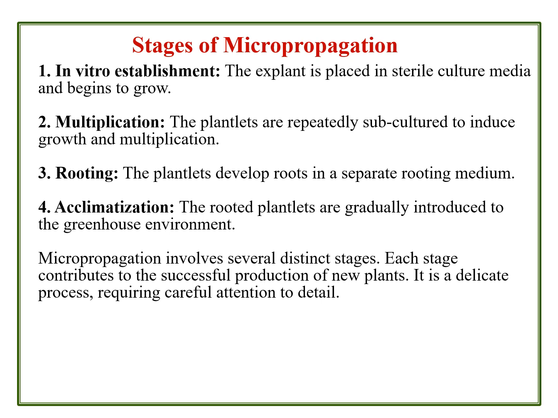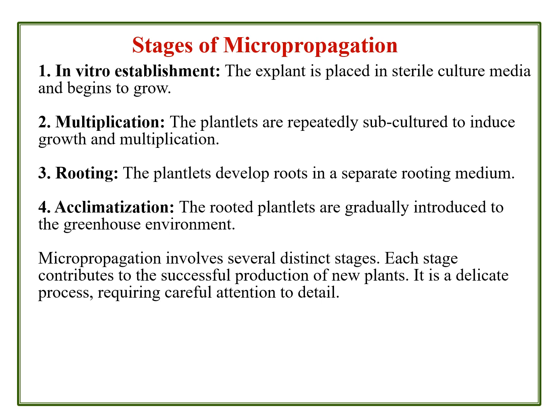So let us see what are the stages involved in micropropagation. First of all, it involves four important stages, that is in vitro establishment, multiplication, rooting, and acclimatization. Each and every stage is very important and significant in consistently maintaining micropropagation in in vitro condition.